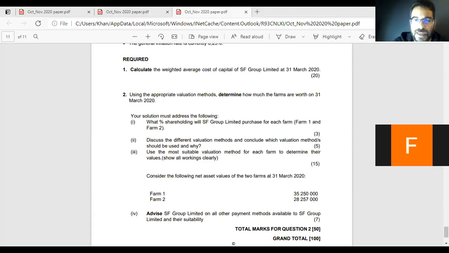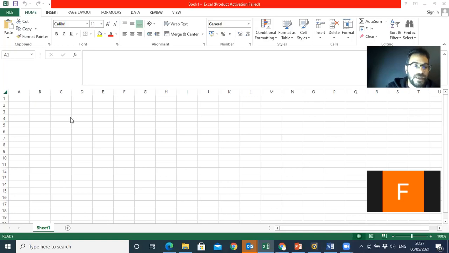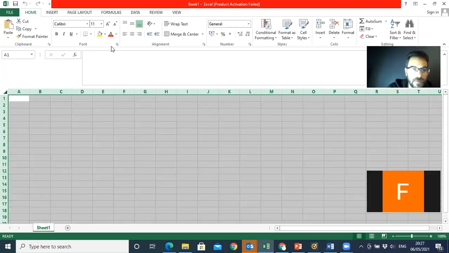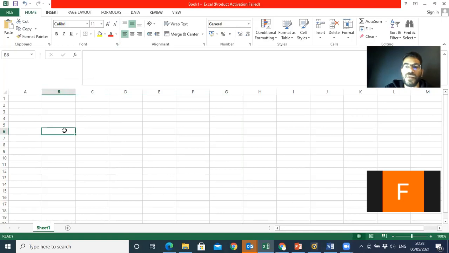So I'm going to share my screen. You should be able to see Excel. Okay, so we're first going to work through the required, and then I'll take you through the different other valuation methods. So just tell me if you see Excel. You should be able to see Excel. Okay, so I'm assuming you can see Excel. So now we're going to do number one.